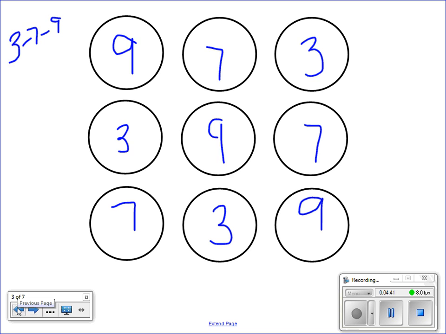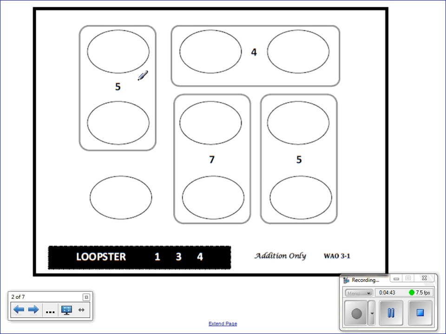Now, if you jump back to a Loopster puzzle, you have the same 9 circles, except pairs of them are banded by what I call a loop. So this loop means that these 2 circles add up to be 5.